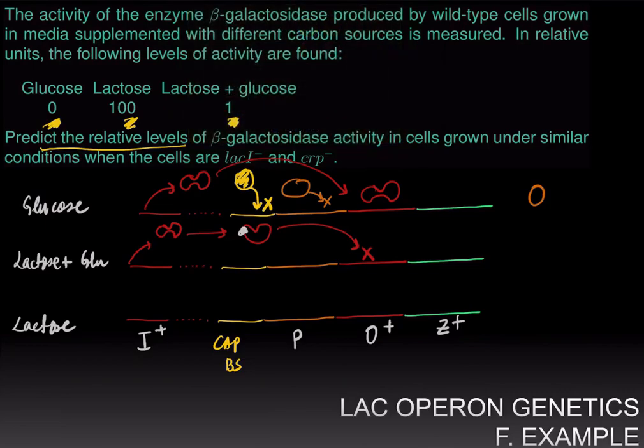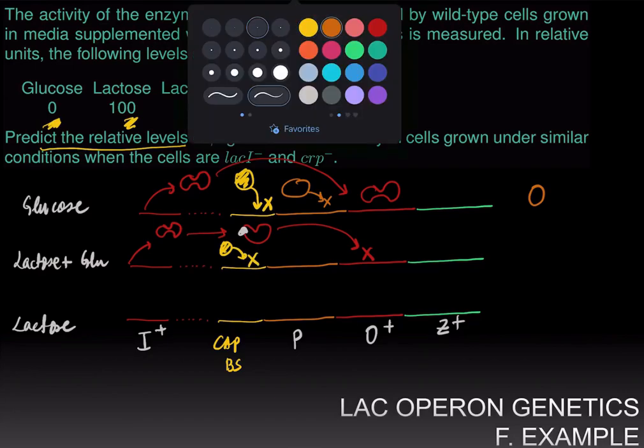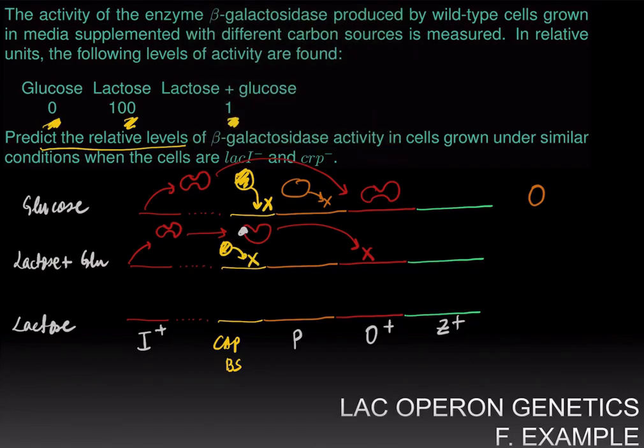Cap, since glucose is still there, is very little cyclic AMP, and cap is not binding to the cap binding site. The lack of repressor binding to the operator means now the polymerase can bind the promoter and transcribe, just not at a very high level, and that's why we get an expression of 1 or activity of 1.